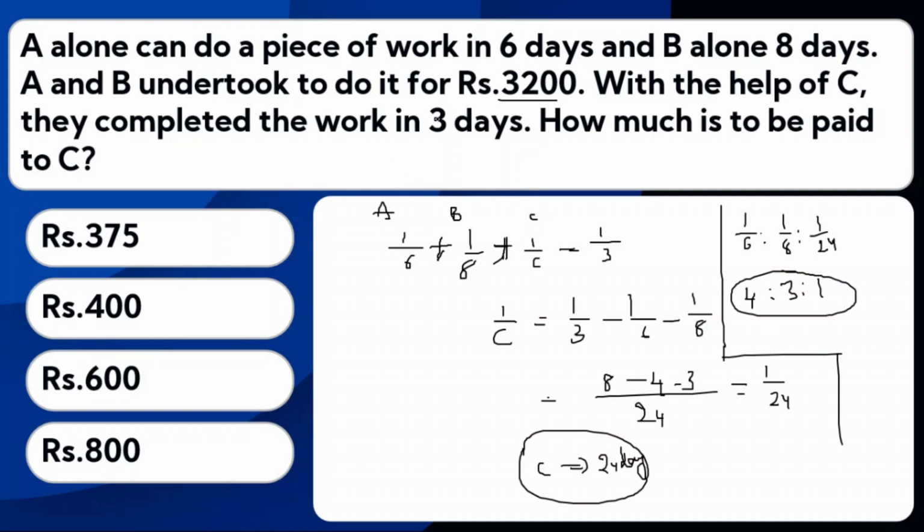Remember that the money distribution always depends upon the ratio of per day work. If you generalize this expression by multiplying with 24, you will get 4 is to 3 is to 1. So this 3,200 has to be divided into 4 parts, 3 parts, 1 part, total 8 equal parts. So each part will be 400 rupees. Why? Because 3,200 by 8 is nothing but 400 rupees. So A will get 1600 rupees, B will get 1200 rupees and C will get 400 rupees only. So the answer will be 400.